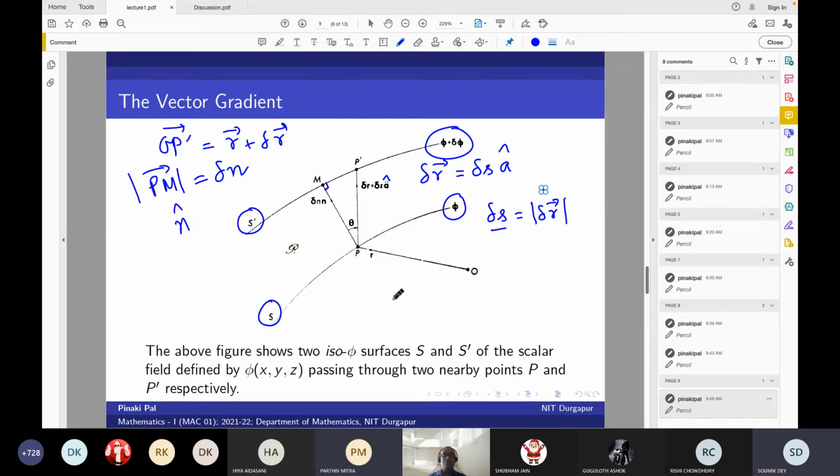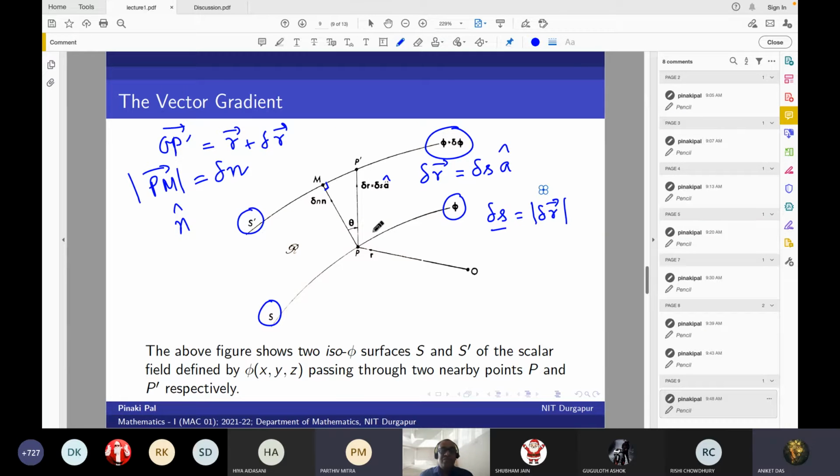Yes, I am coming to that point. Another question: can theta be bigger? Yes, it can be finite actually. Not necessarily very small, because you can take a nearby point somewhere here. In that case it can be around 90 degrees, close to 90 degrees actually.